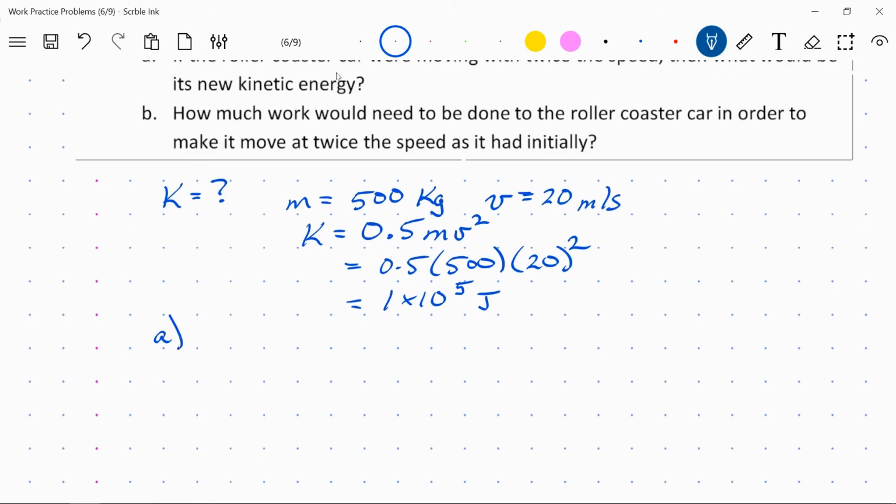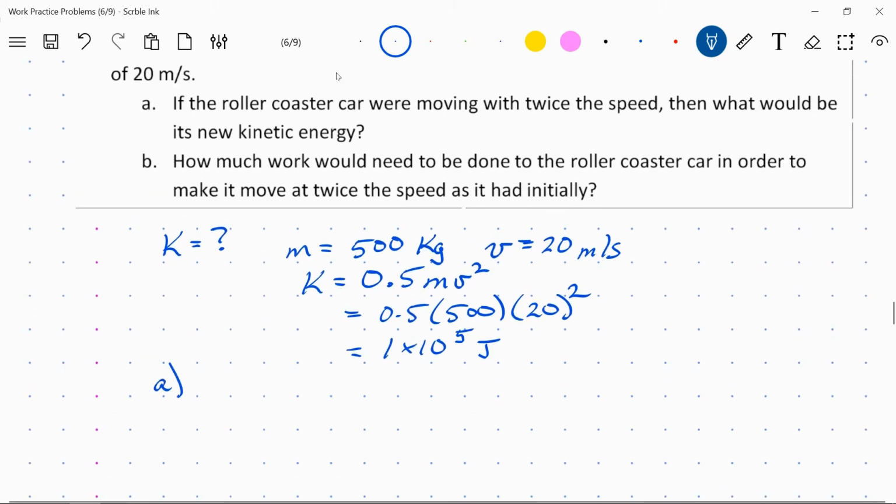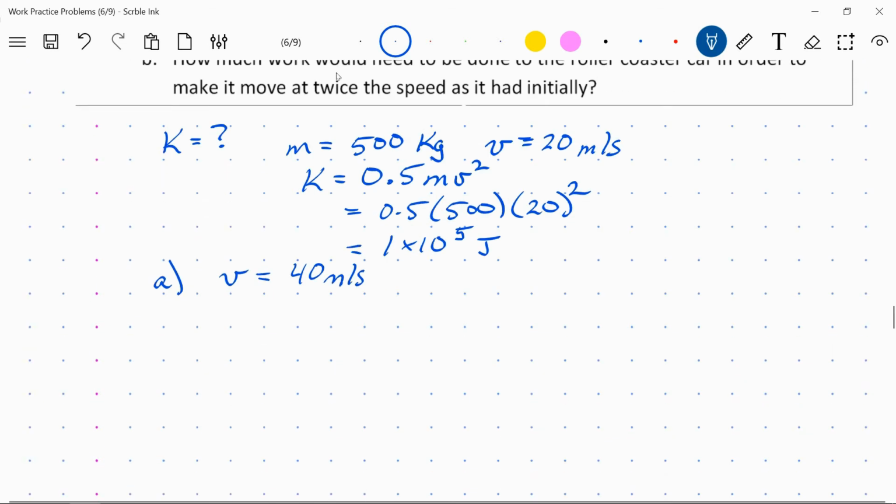Okay, part A then goes on to specifically call out, if the roller coaster were moving with twice the speed that we were just considering, then what would be its new kinetic energy? Okay, so there's a kind of brute force way of doing this, and then there's a faster shortcut way of doing it, especially since the numbers are so nice. There's nothing stopping you from saying, well, the speed used to be 20, so I'm now going to double that and say 40. In fact, why don't I just do that? The speed is 40 meters per second.